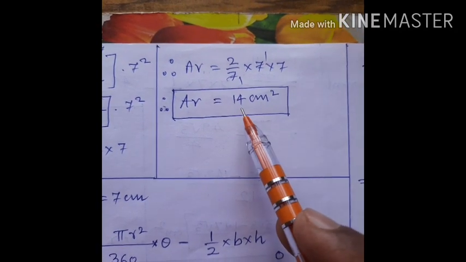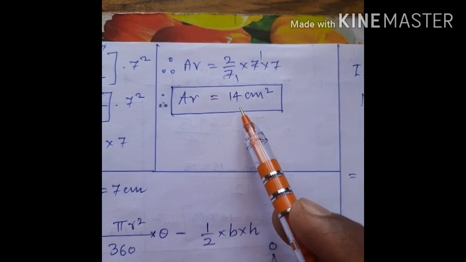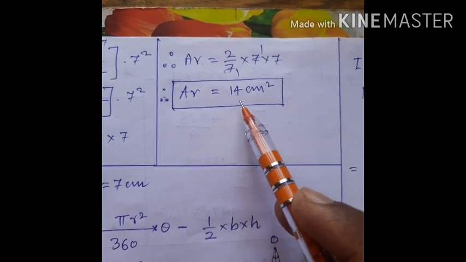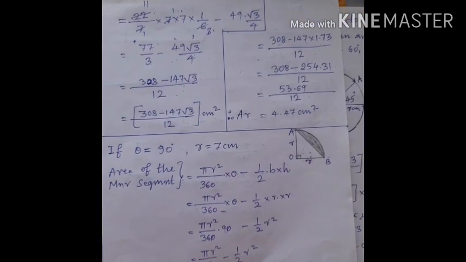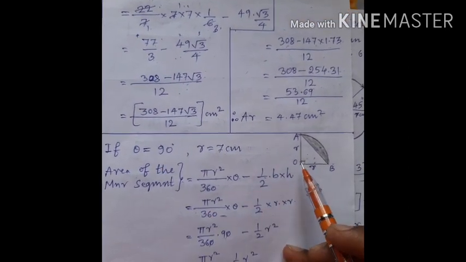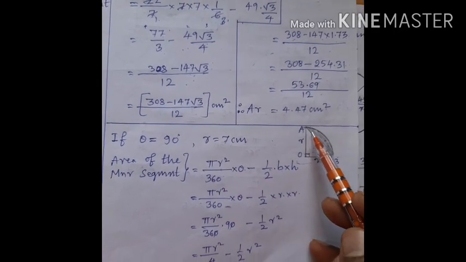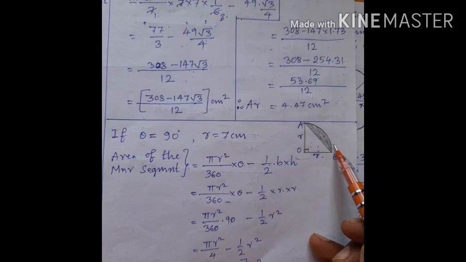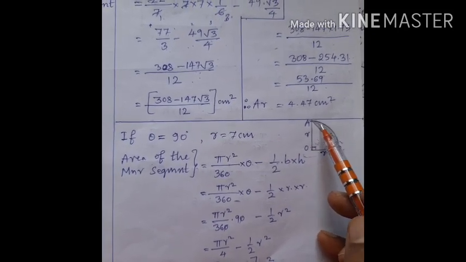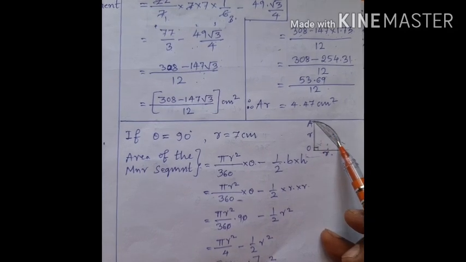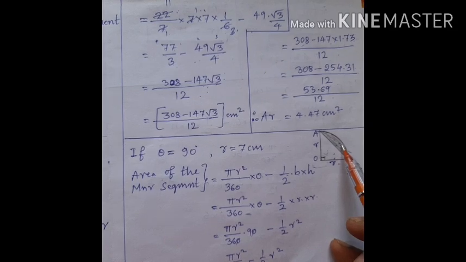Thus, the area of the minor segment where the sector angle is 90 degree is 14 centimeter square. Okay. So children, if theta is 90 degree and radius is 7 centimeter, then the area of this minor segment is how much? 14 centimeter square. Means we can place 14 1 centimeter squares inside this, right, segment.